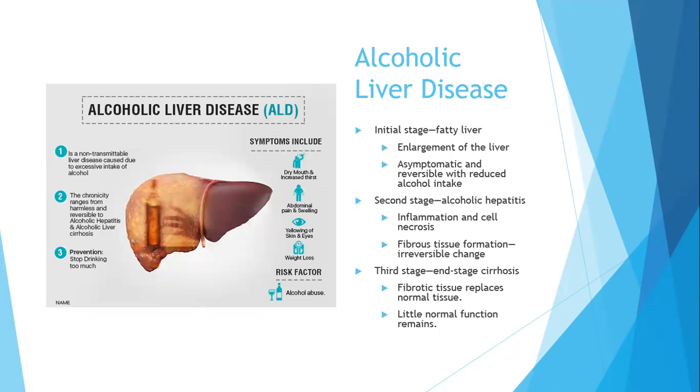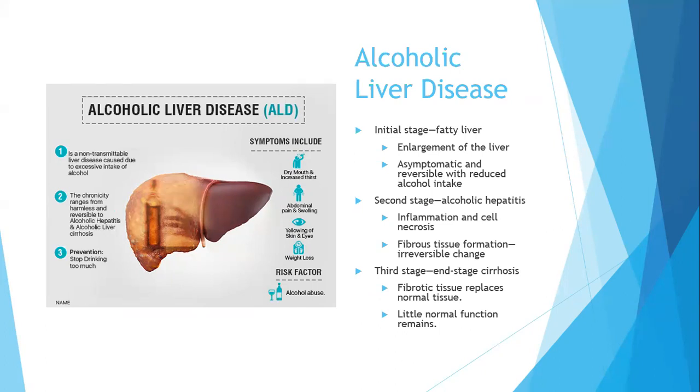So alcoholic liver disease, in the initial stages, is asymptomatic and reversible. Isn't that nice? And the way you reverse it is by reducing your alcohol intake. In the second stage, that's where you get more of the fibrous tissue formation, and it's an irreversible change. You can't undo scar tissue. And you get more cell necrosis. In the first stage, you just get some enlargement of the liver.